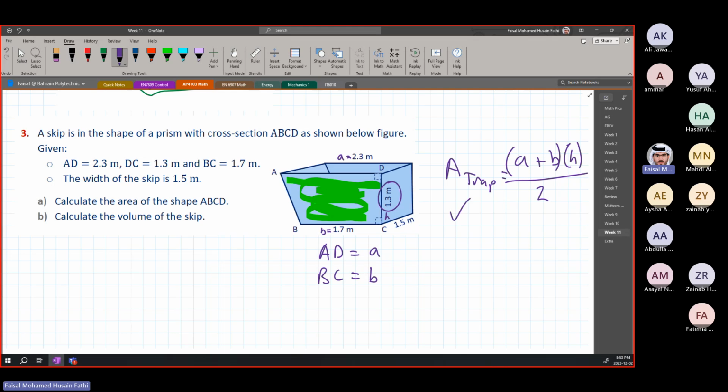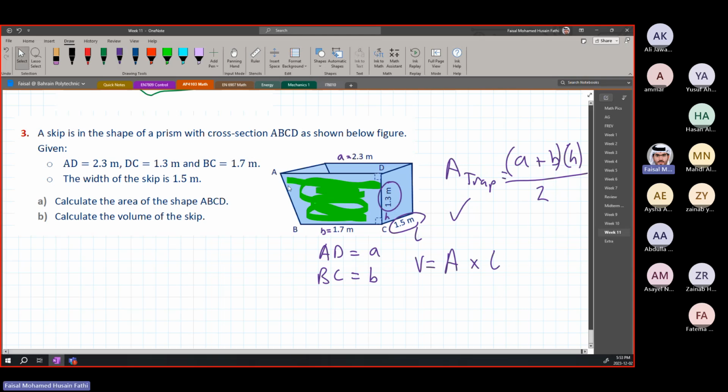How do you find the volume? You multiply the area times the extension. What's the extension in this case? Let's call this L. 1.5. A times L for volume. And you're done. Clear? Find the area, multiplied by the extension for the volume, and that's it. This is week 9 stuff, and then the week 10 part is just multiplying by 1.5. Let's see the next one.